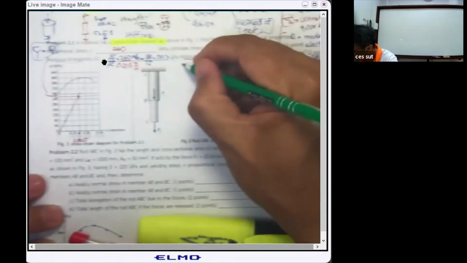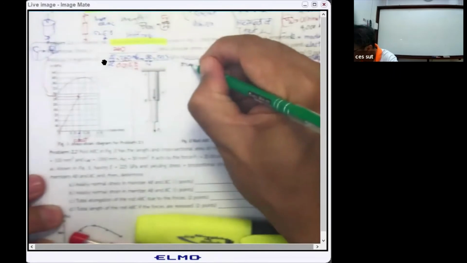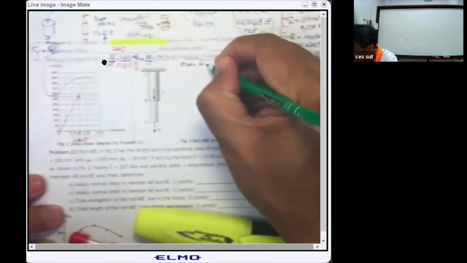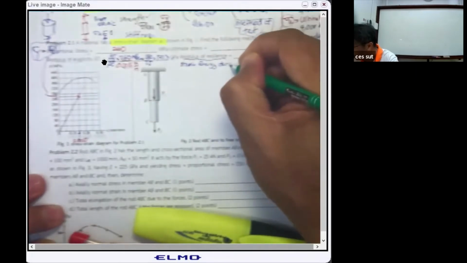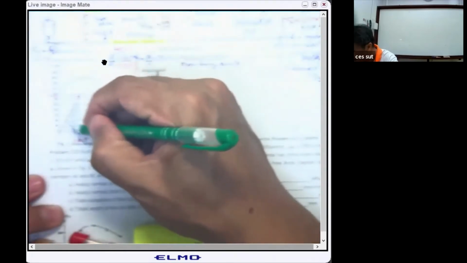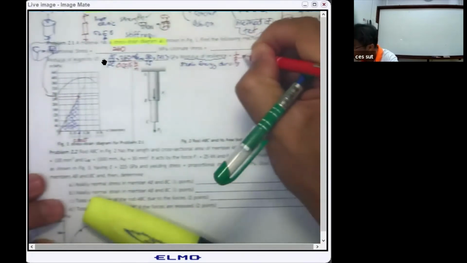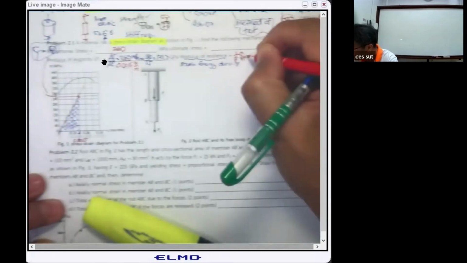Okay, now you go further to the modulus of resilience. Modulus of resilience is the strain energy density that the material can absorb while it has linear elastic behavior. It is represented by the area under the stress strain diagram in the linear elastic region. So the value will be computed by 1/2 sigma sub proportional and then strain sub proportional.